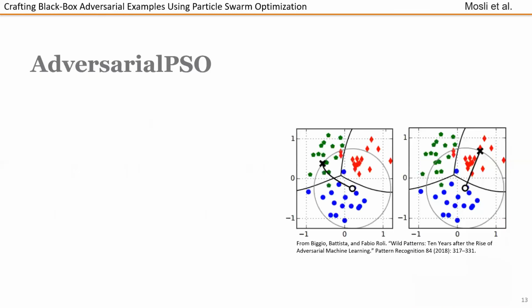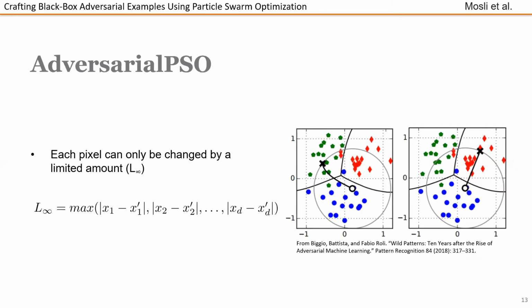To enforce a limit on the changes made to the inputs, we use the L-infinity norm, which measures the largest difference between any pixel in the source image and the corresponding pixel in the adversarial example. A simple illustration of this can be seen in the figure. The white dot in the middle of the circle represents the input, and the circle represents the furthest we can move the input according to the L-infinity limit. We use the same L-infinity as related work.